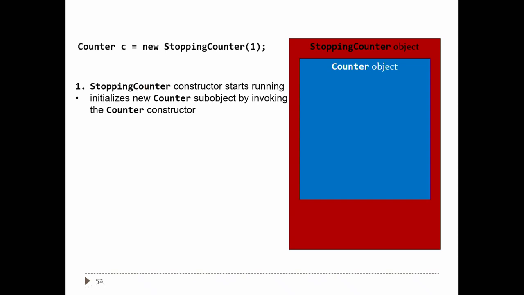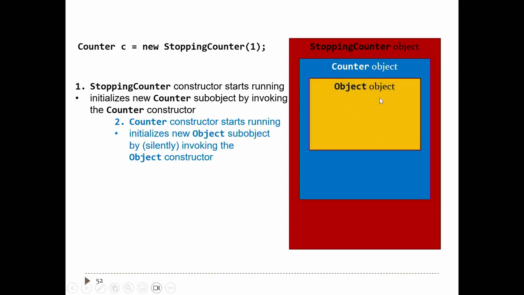The very first thing that the stopping counter constructor does, the first line, is a call to the superclass constructor. So the very first thing it does is make the counter part of the stopping counter. And now the counter constructor starts to run. Now remember, counter inherits from object, so the object part of the counter object gets created and initialized. So the counter constructor has to call the object constructor. Now, we don't normally do that explicitly, we just let the compiler take care of that. So the object constructor now starts to run. It does something, I have no idea what it does, but eventually it finishes. So now the object part of stopping counter has been created.